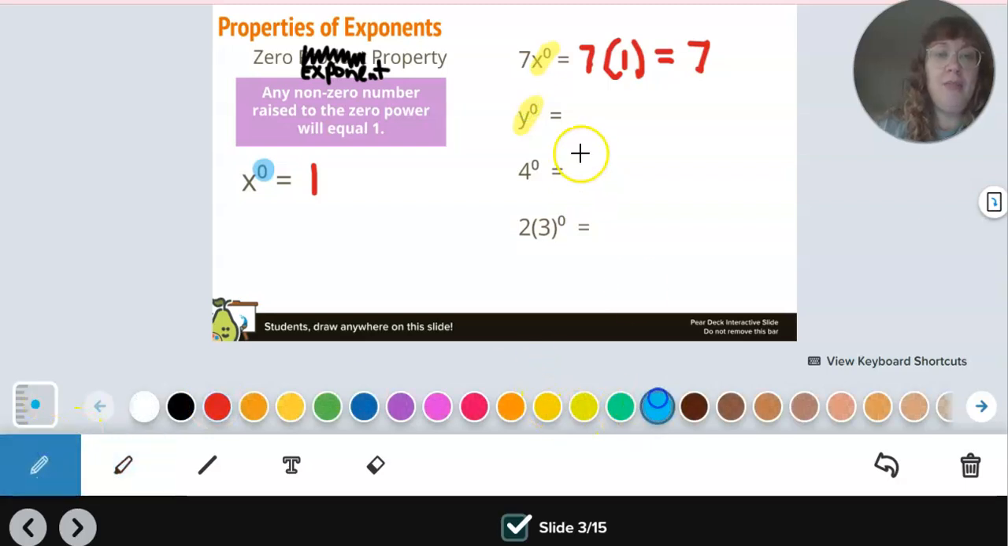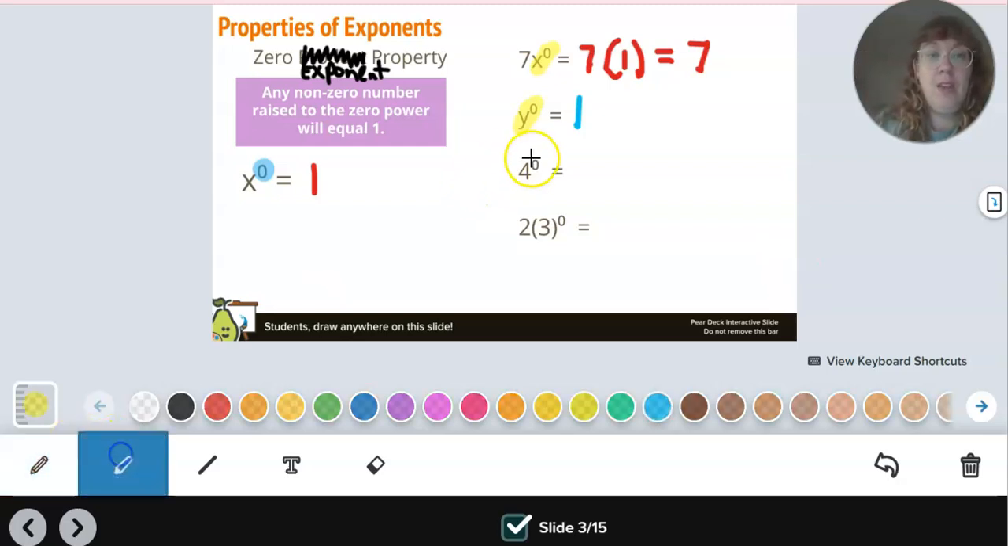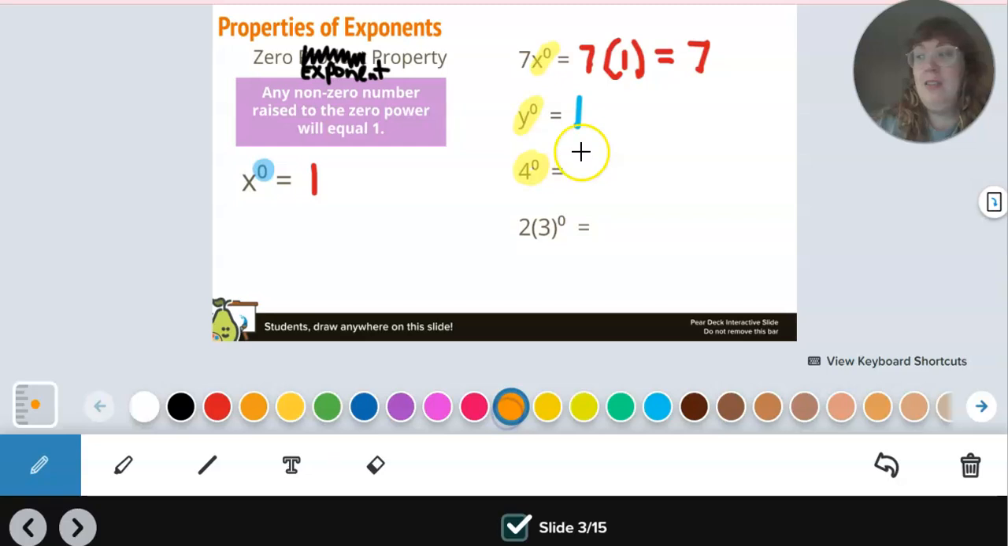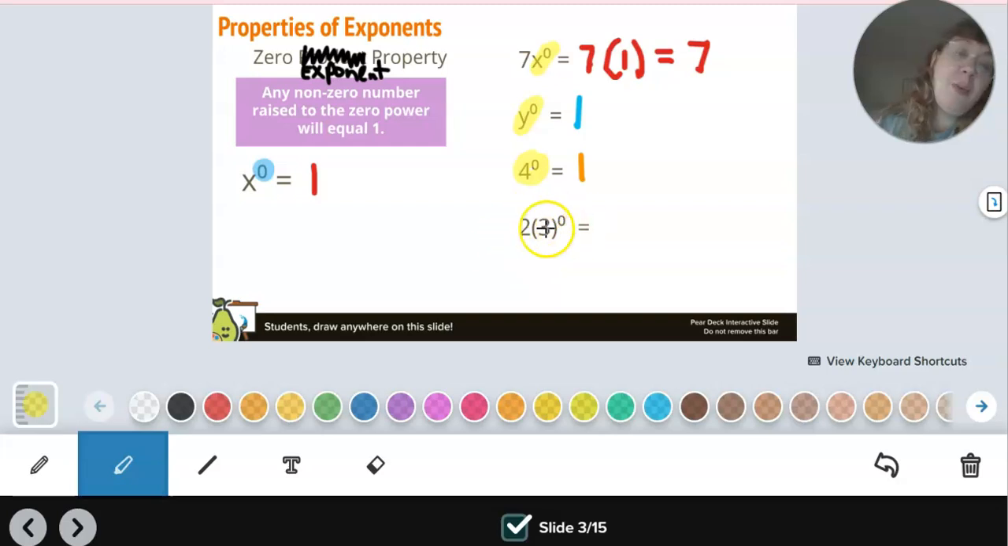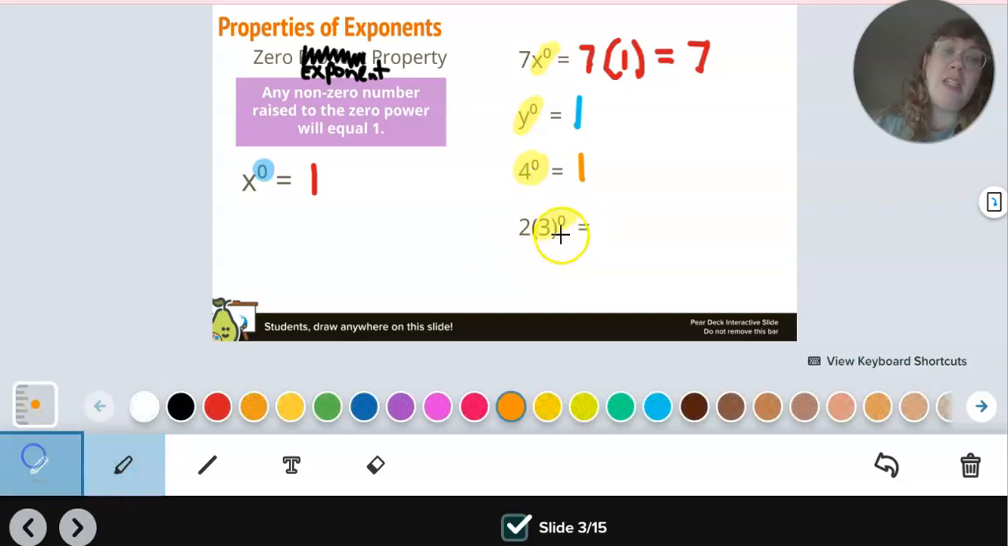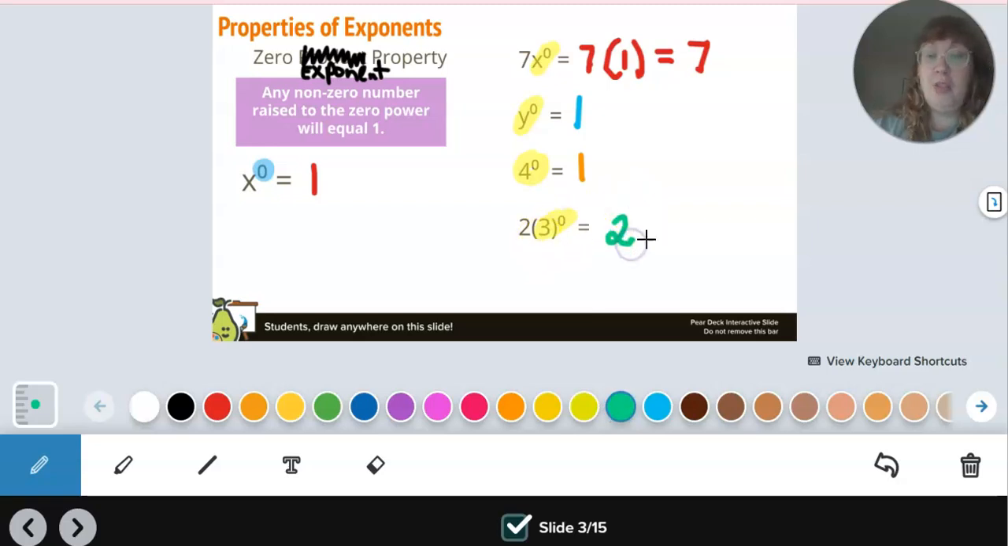Y to the 0 power, 1. Anything raised to the 0 power equals 1. 4 to the 0 power, 1. 2 times 3 to the 0 power. So first we would evaluate 3 to the 0 power, which is 1. So we have 2 times 1, which gets us 2. So whenever we're working through simplifying, we always want to make sure we're doing our order of operations. So starting with any parentheses and then exponents. So anything raised to the 0 power is going to simplify right to 1.